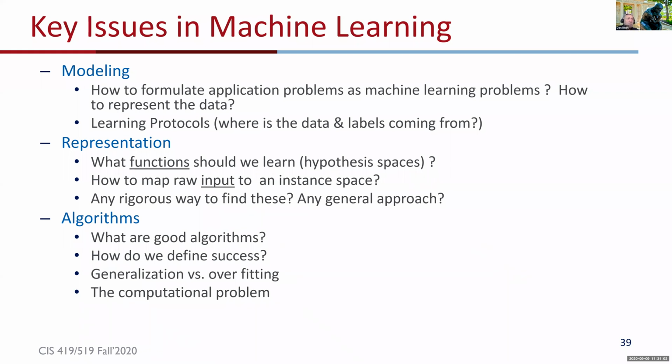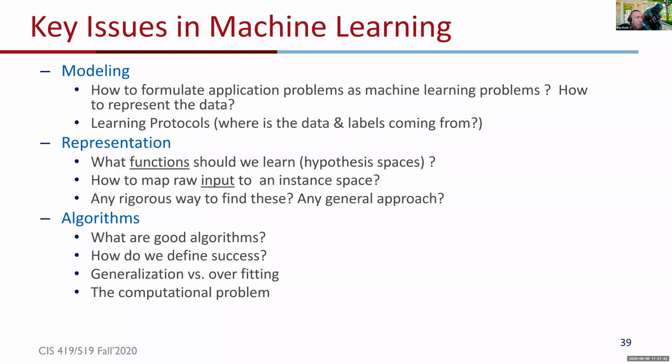One question is modeling. How do we formulate application problems as machine learning problems? And part of it is how do we represent the data, and what is the learning protocol that we're going to use? A second question is the representation. And this has really two components. One of them is what functions do we want to learn? Do we want to learn a set of rules? Do we want to learn some continuous functions? And the second part is how do we map the input, the names, say, to an instance space?